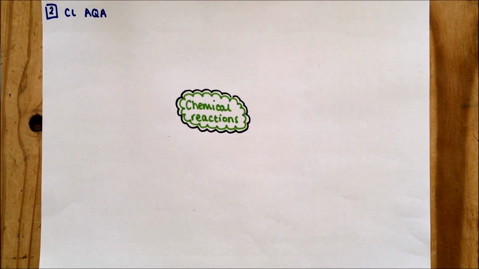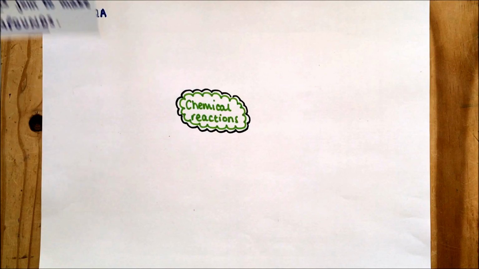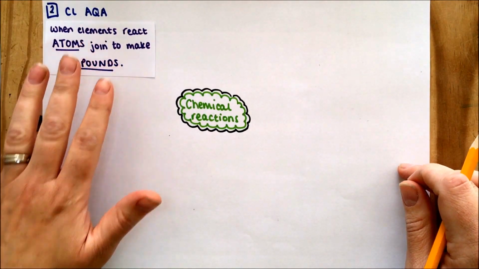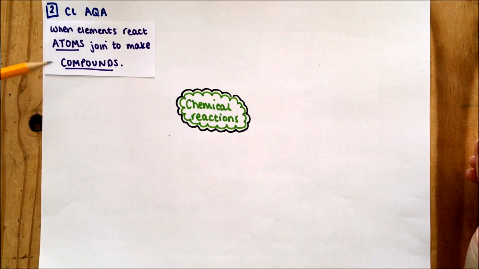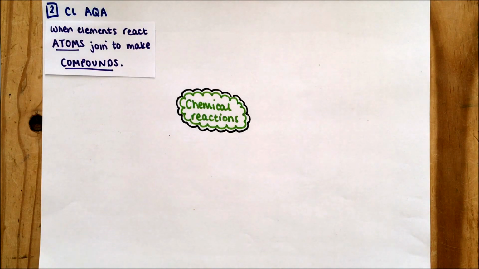Okay, this is the second revision video for C1. This follows on from fundamental ideas, and we're just looking at how atoms react in chemical reactions. So when we have elements reacting, so things off the periodic table, what's actually happening is the atoms are reacting and they're joining together to make new compounds. So they might have already been a compound and then they're going to change and become new compounds. We're going to break bonds and make new bonds.